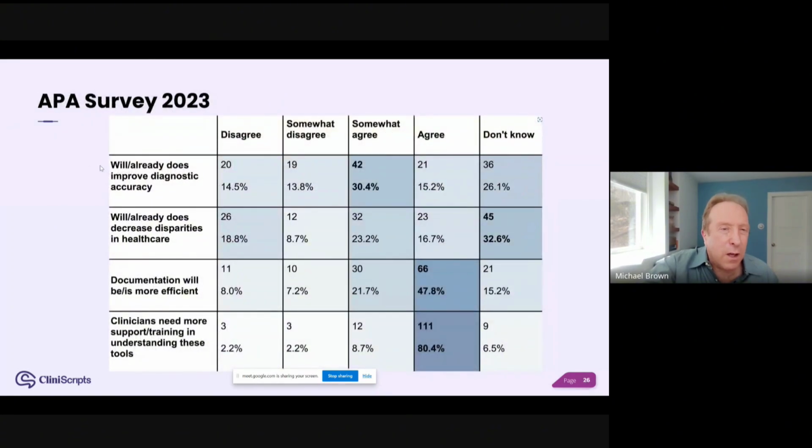This was a survey done at an American Psychiatric Association meeting, and it shows the degree in 2003 to which therapists or psychiatrists in particular recognize what AI is doing and can do in the future. So AI already does improve diagnostic accuracy, already does decrease disparities in healthcare, documentation is more efficient, and clinicians need more support and training in understanding these tools.